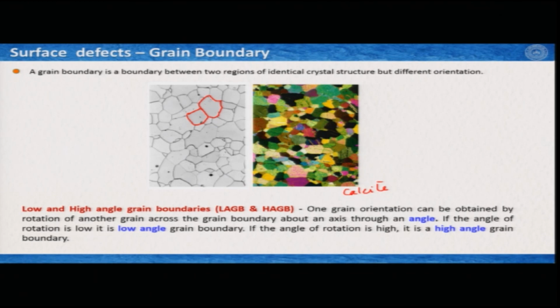Now, when we talk about different orientations, there are possibilities of various orientations from 0 to 90 degrees or more. So, we classify them mostly in two categories: low angle grain boundaries or LAGB, and high angle grain boundaries or HAGB. There is also a classification of tilt and twist grain boundaries. We are not going into that right now. Now, low angle grain boundaries, as it suggests, means that one grain orientation can be obtained by rotation of another grain across the grain boundary about an axis through an angle.